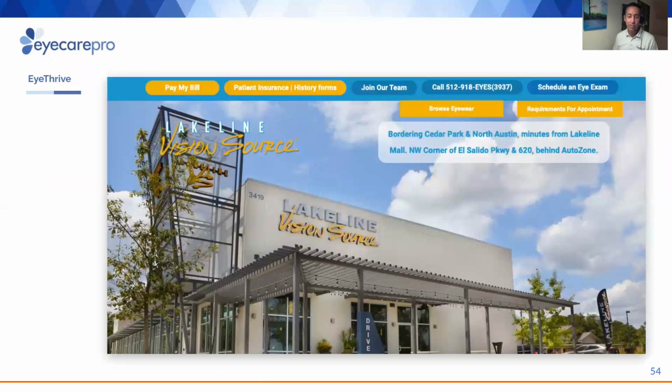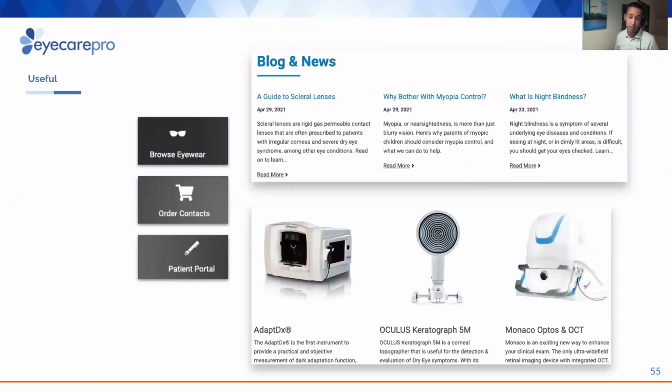Next up is Lakeline Vision Source, one of our favorite sites and clients. If you want to see a well-run practice, I suggest that you go visit Dr. Sorensen and her team. It's impressive. Now, as for the website, it has to cater to lots of different types of patients because the practice offers such a wide variety of services. One of their keys to user experience success is usefulness. This site is quite useful.